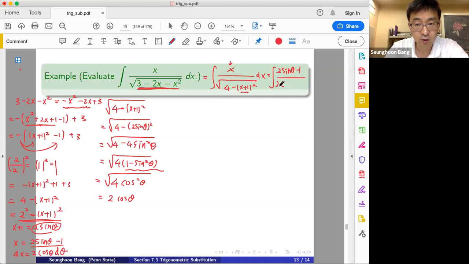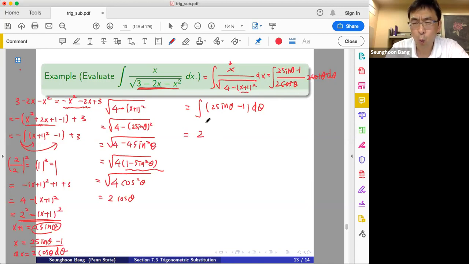So what's that? Just 2 cosine theta times what's dx? dx is the last one, 2 cosine theta d theta. 2 cosine theta d theta. What happens? 2 cosine theta is crossed out. We have a simple form. The integral of 2 sine theta minus 1 d theta. Like this. You can keep the 2.